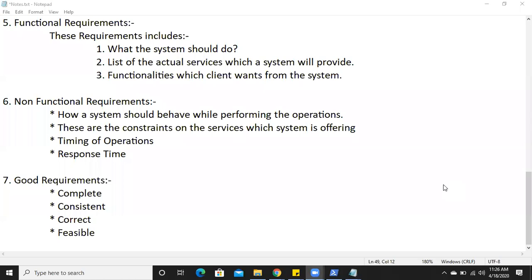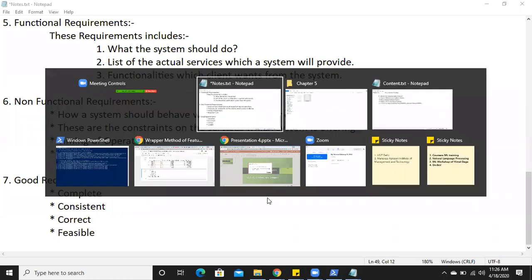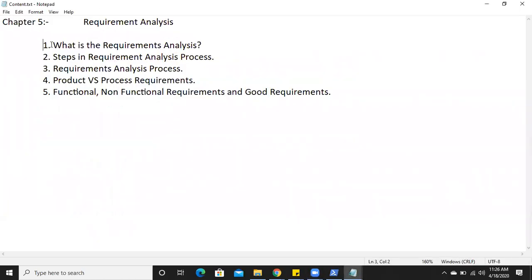Yes, so we have already discussed what requirement analysis is, what the steps in the requirement analysis process are, and what the phases are. Let me write here. So, what are the phases? We have discussed the three phases of the requirement analysis process.